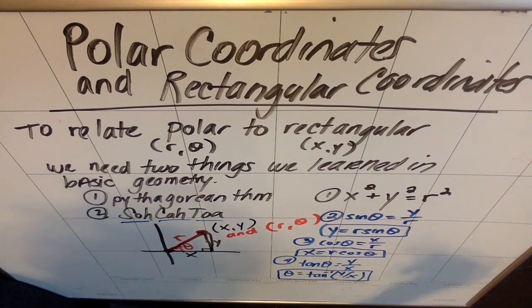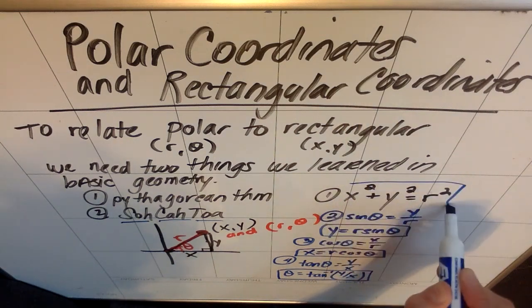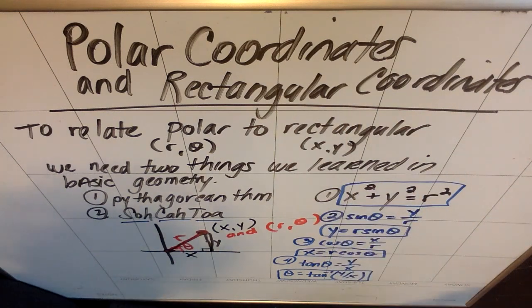So the four equations that we need to relate polar to rectangular are the Pythagorean theorem: x squared plus y squared equals r squared. SOH, as in sine equals opposite over hypotenuse. CAH, as in cosine equals adjacent over hypotenuse. And TOA, as in tangent equals opposite over adjacent.